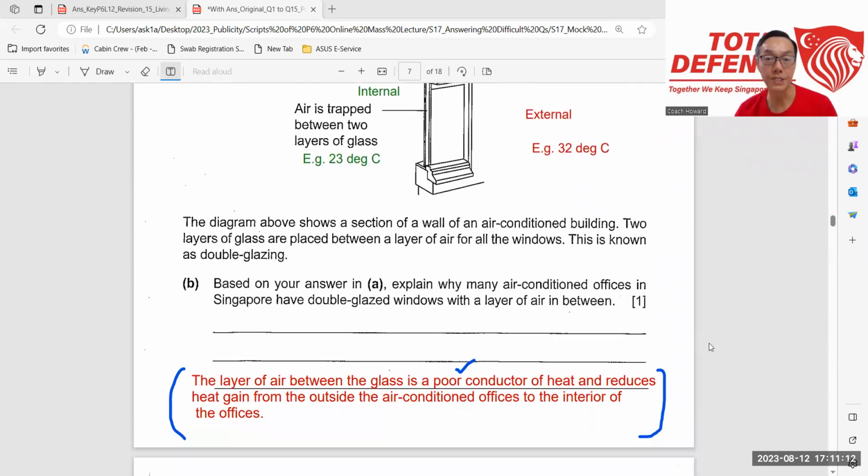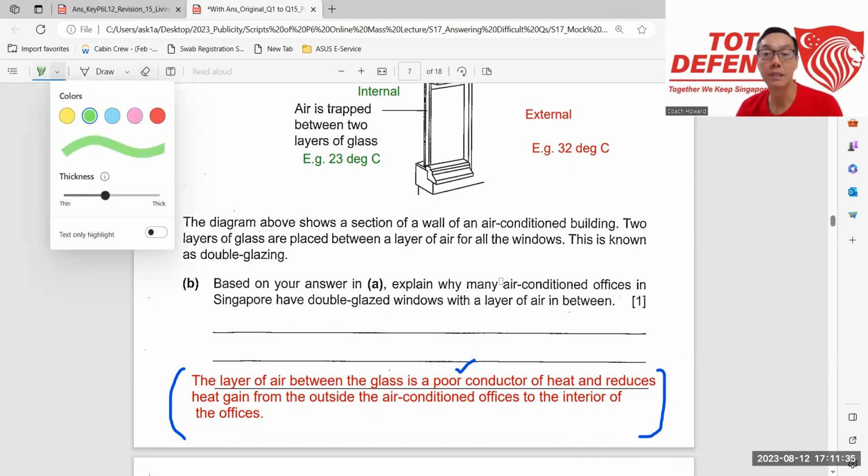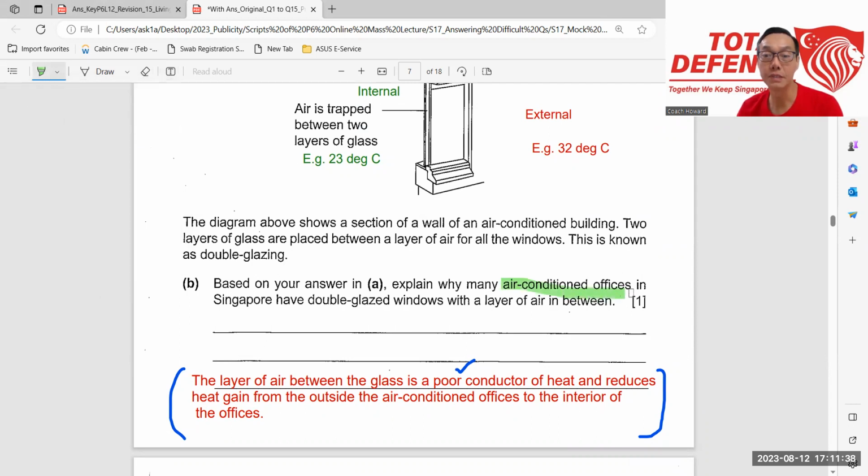Which I believe I have put the answer here. Yeah. So you should say that the layer of air between the glass is a poor conductor of heat and reduces heat gain from the outside of the air-conditioned offices to the interior of the offices. Okay, because they mentioned about this scenario in the air-conditioned offices. Okay, this actually helps to save energy. Yeah. Okay, but this window will cost more. But over the time, if they build the building, usually a building lasts more than 10 years in Singapore.